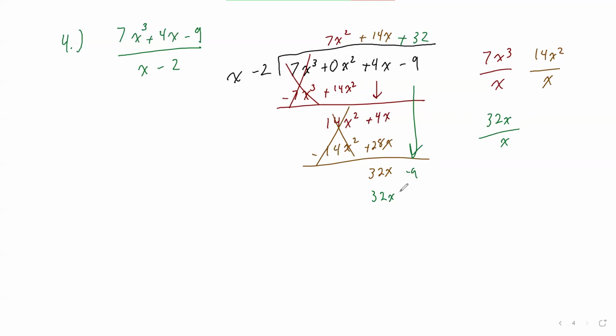Then 32 times negative 2 is negative 64. Then we change their signs. This would cancel, and this would give me 53. Nope, 55. Yes, 55. Because that 9 would be 64. Yep. All right, so that's a remainder. So we'd write that as plus 55 because it's a positive this time over x minus 2.